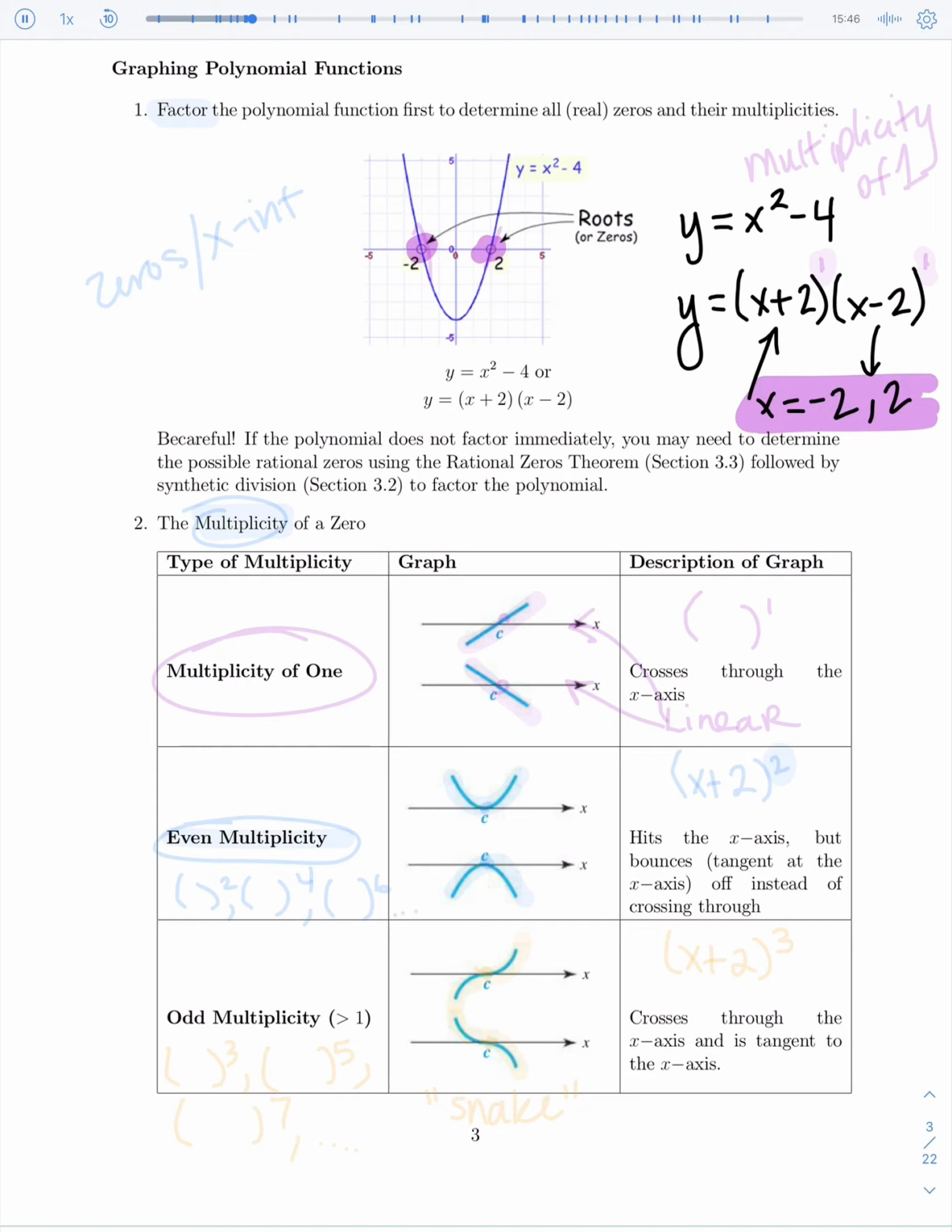Now notice that they're both to the first power. That's why they're considered what's called a multiplicity of 1, because they only occur once, and because they're raised to the first power. So we'll call that a multiplicity of 1.